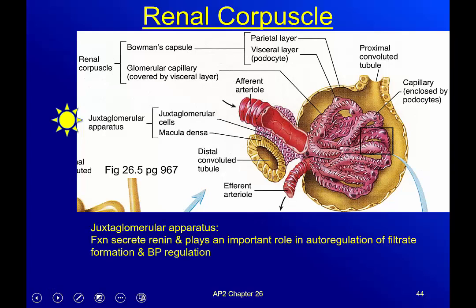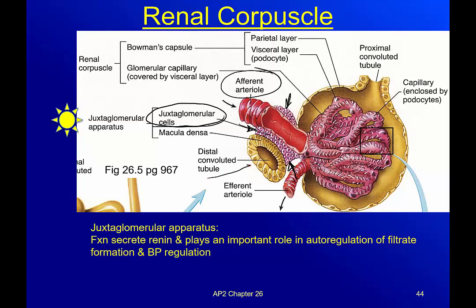Okay, so this is our renal corpuscle, right? We've got the glomerulus with the Bowman's capsule surrounding it. If you look at my afferent arteriole, you will notice that I've got this little bundle of cells here. Okay? These are the juxtaglomerular cells. The juxtaglomerular cells.